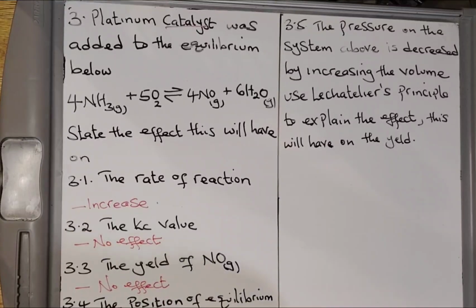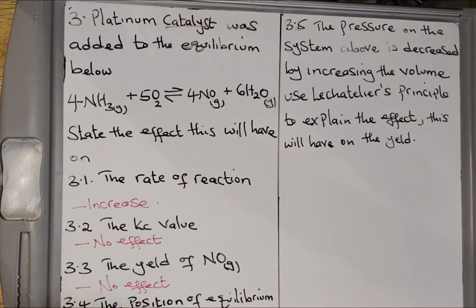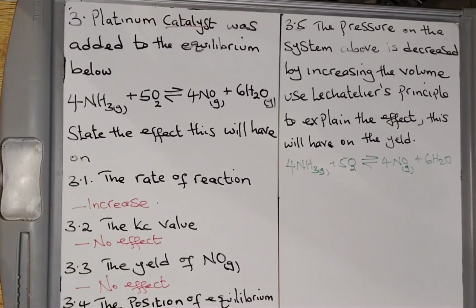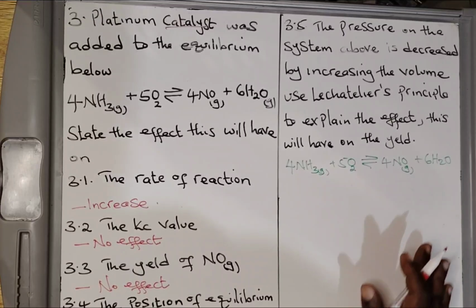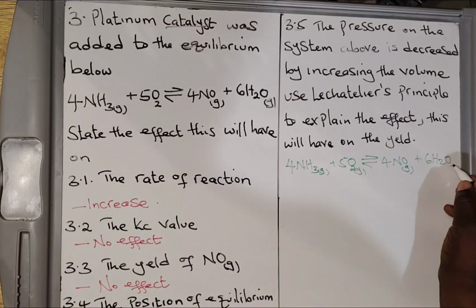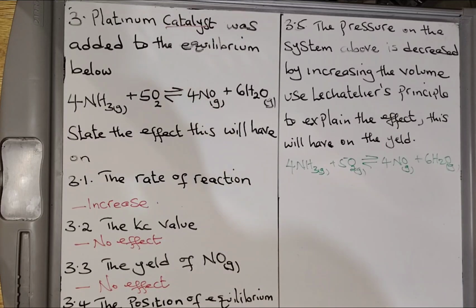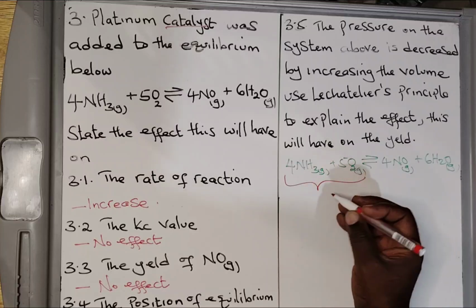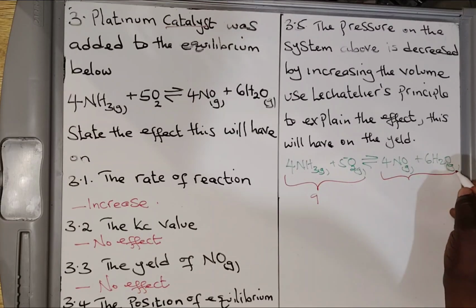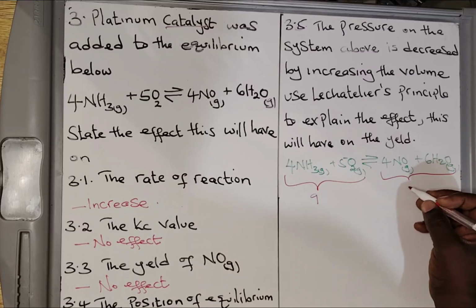So then comes this question. It says, the pressure on the system above is decreased by increasing the volume. Use Le Chatelier's principle to explain the effect this will have on the yield. Now, to explain this question, you require the equilibrium. Let us see the equilibrium. Having this equilibrium, we are assessing the effect of pressure. First of all, we have to ensure that all of these are gaseous. So what do we have here? You do the count. When you count, how many moles do you have here? We have 9. And on this side, how many moles? 4 plus 6, you have 10.